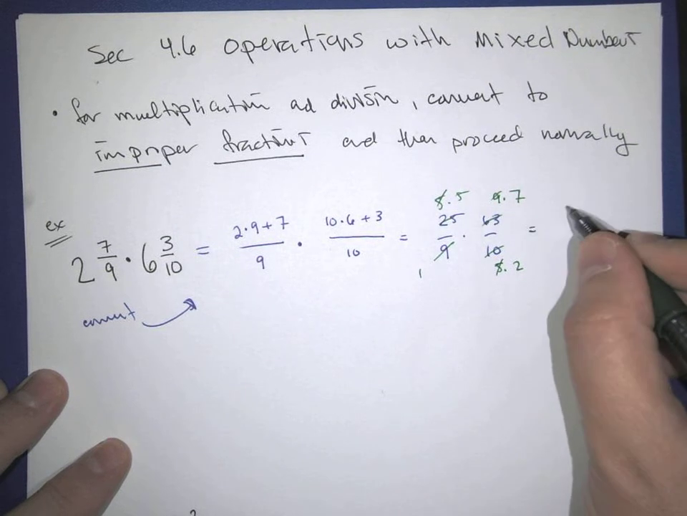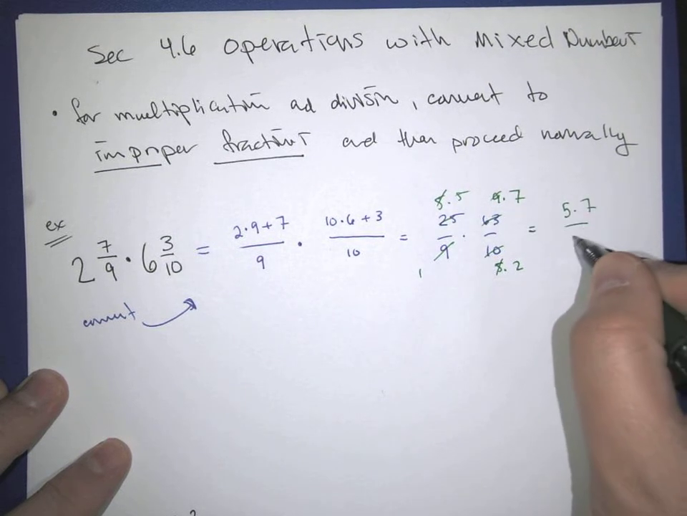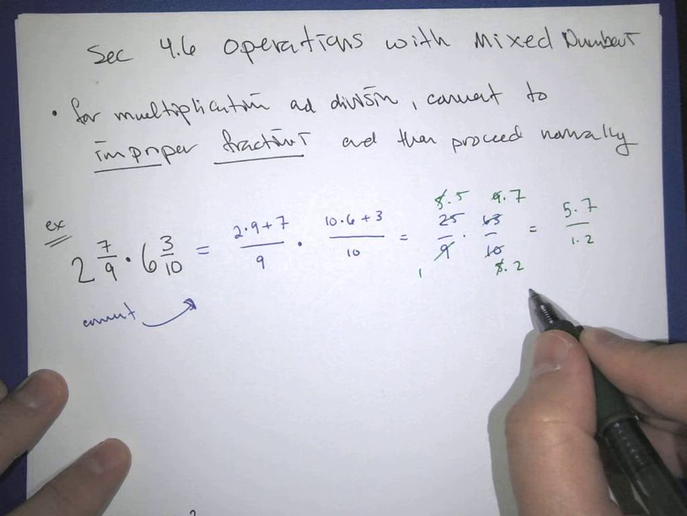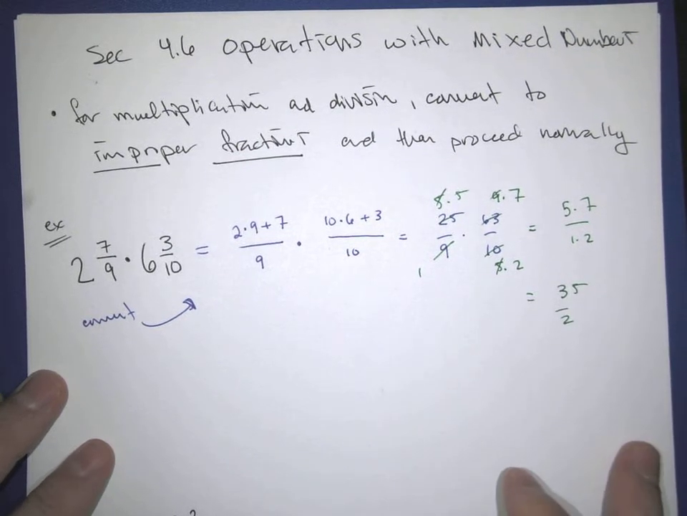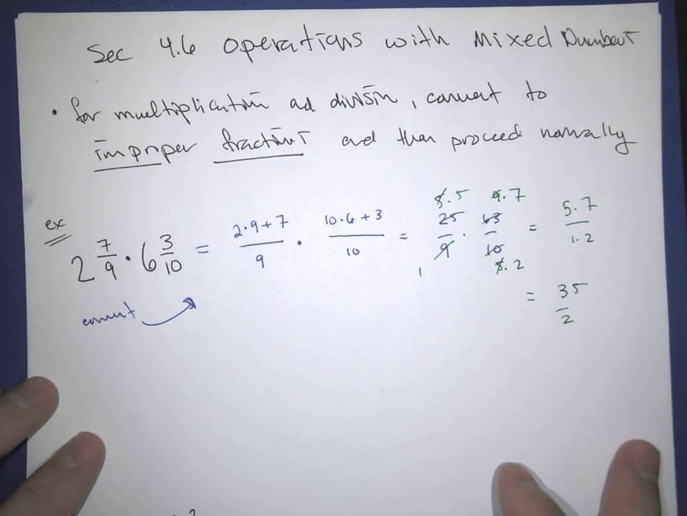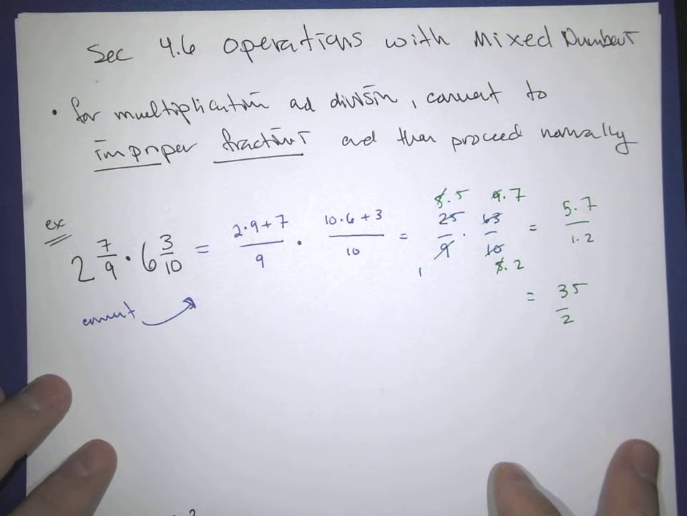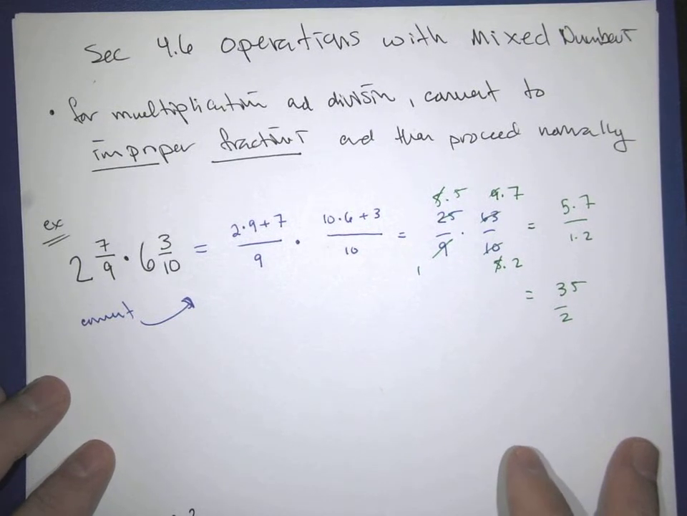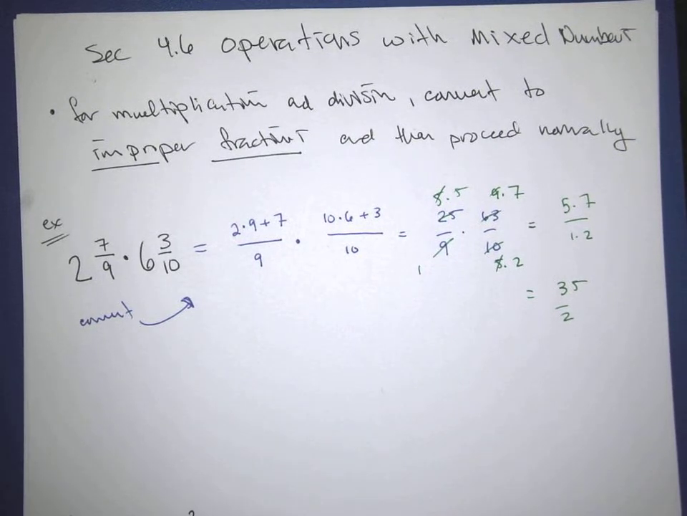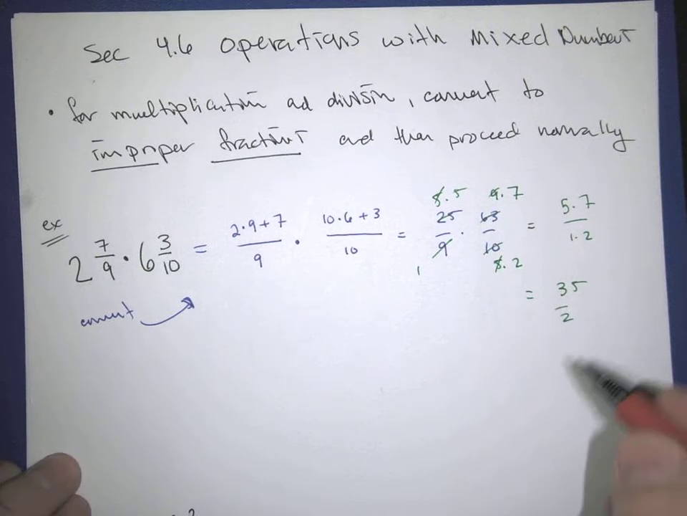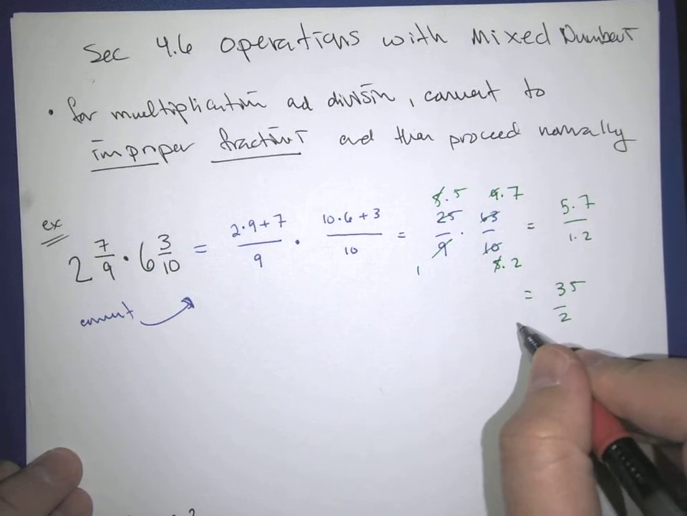So this would leave us with what? 5 times 7 over 1 times 2. So that's going to be for us 35 over 2. And then the final step here is, once you have an answer, an improper fraction that's reduced, what you want to do is convert it back into a mixed number. If we start with a mixed number, we should convert an answer into the same form.